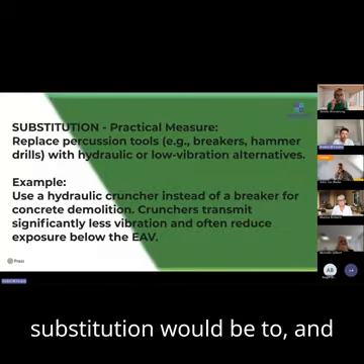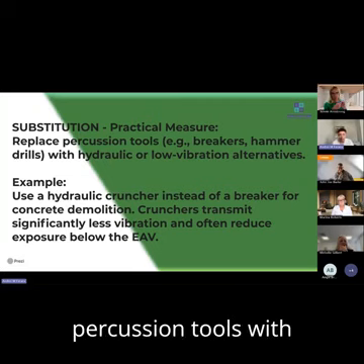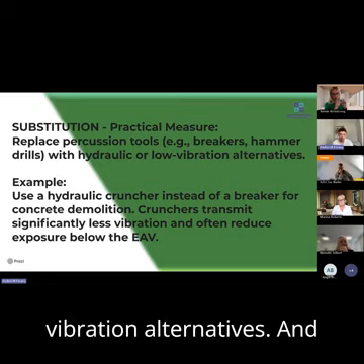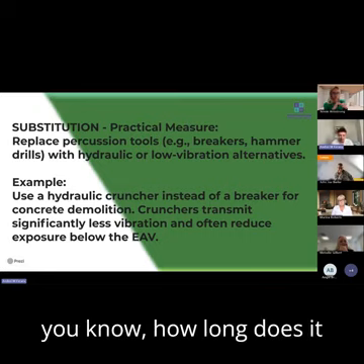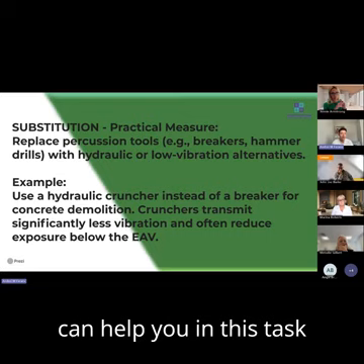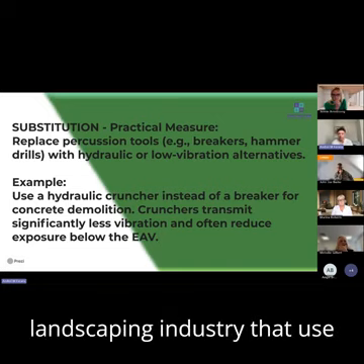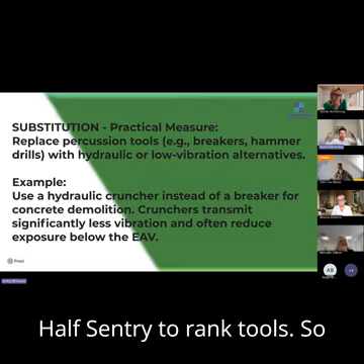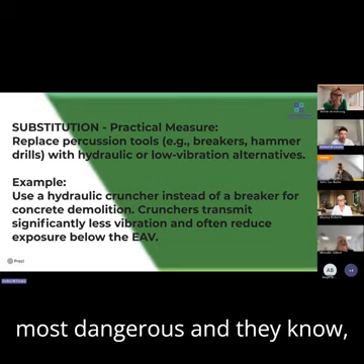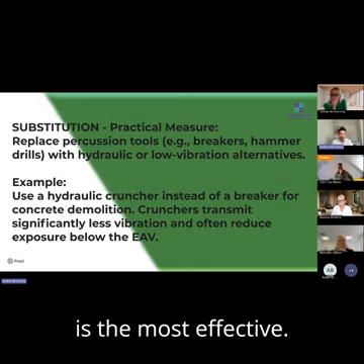Another practical measure for substitution, and this is specific for construction, would be to replace percussion tools with hydraulic ones or lower vibration alternatives. And like I said, be careful with how long it takes for the job to be finished when you do this kind of exercise. But data can help you in this task as well. So we have clients in the construction and the landscaping industry that use HAVS Sentry to rank tools, so they know which tool is the most dangerous, and they know by the same token which tool is the most effective.